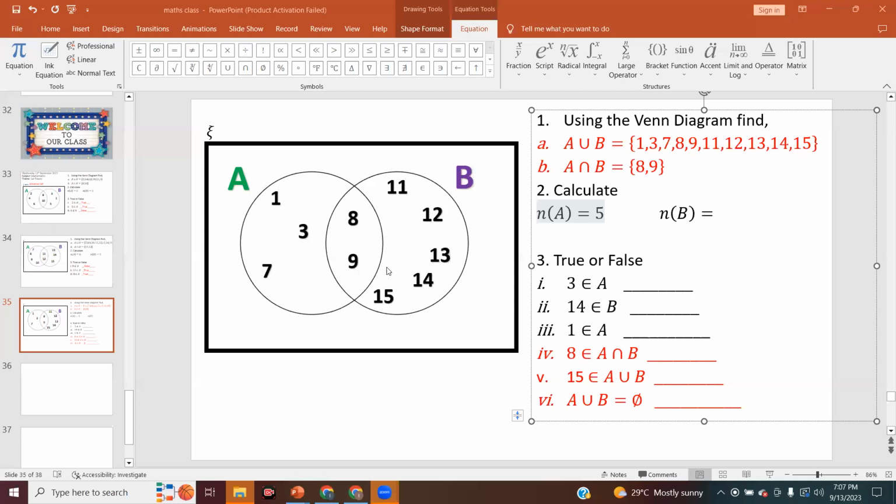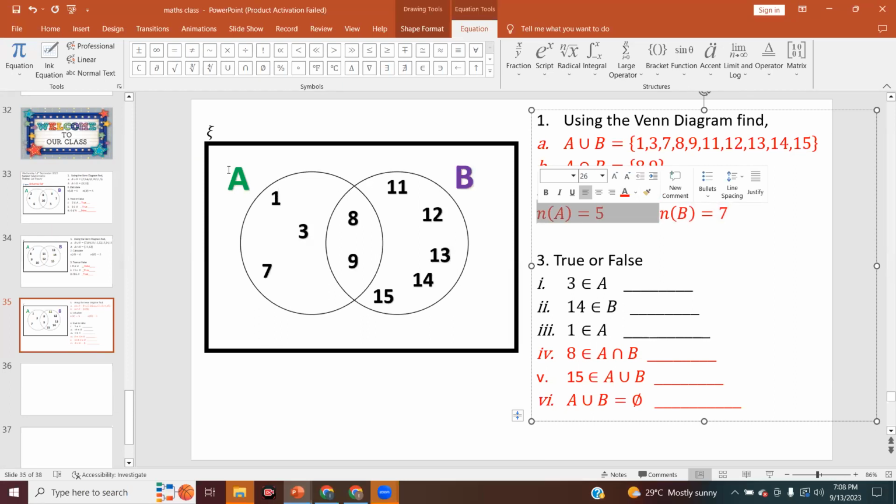Okay, so now we want the number of elements in B. Ramon, are you there? Where's Ramon? Ramon, are you there? Hello? Yes. What are the number of elements in B? 7. Is he correct? Yes, sir. Very good. It's 7. Okay, now it's time for the true and false.